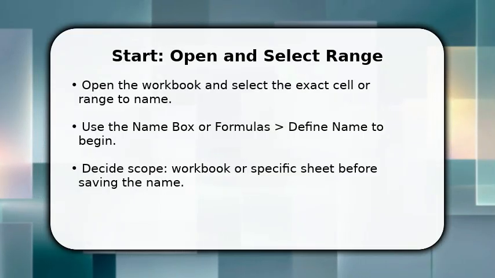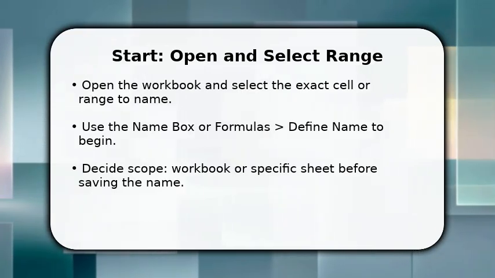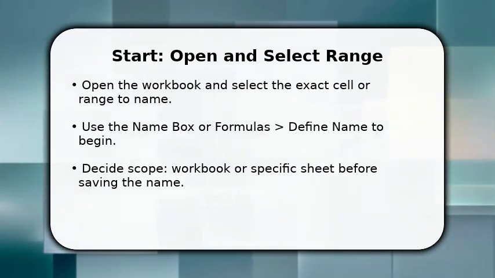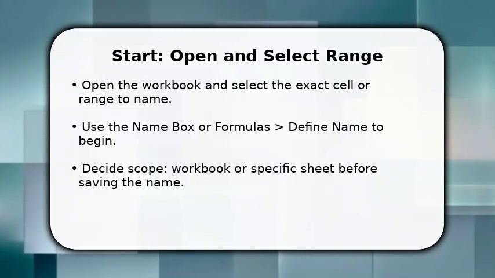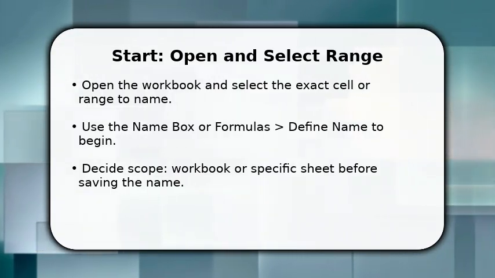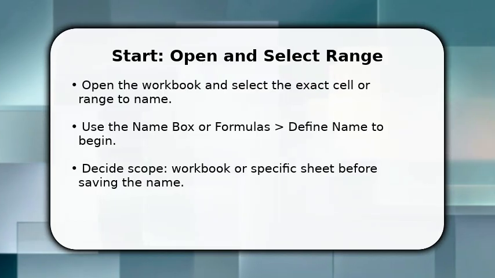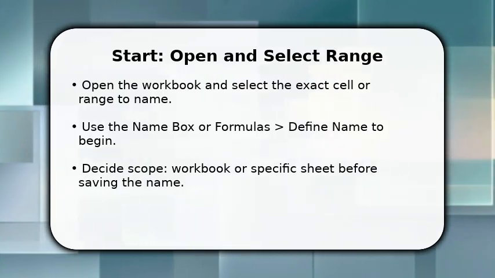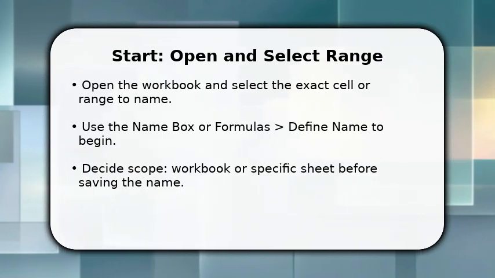You start by selecting the precise cell or range you want to name. This ensures the name points to the right data. Once selected, look at the name box at the left of the formula bar and type a concise name without spaces, or go to Formulas, Define Name for more options.